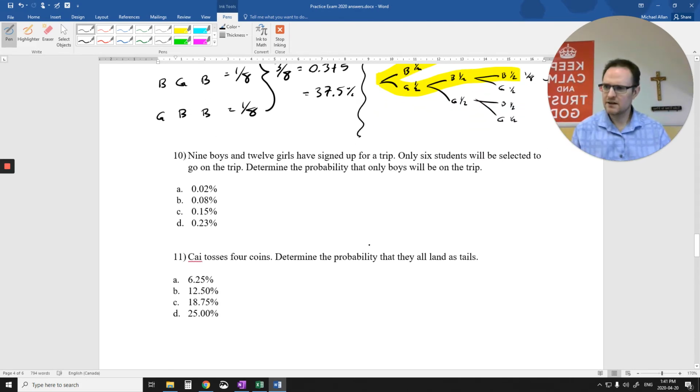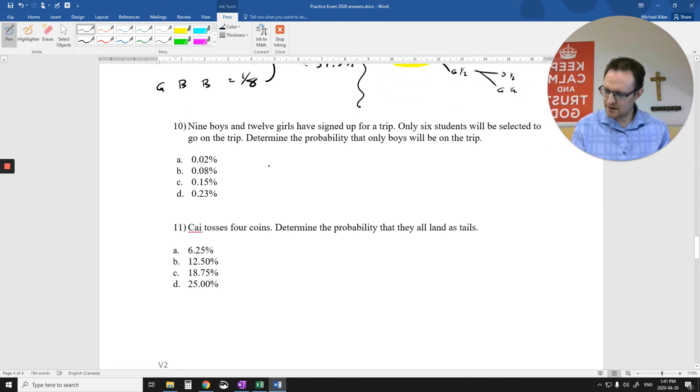There you go. Here's another combination kind of question. We've got a bunch of kids. They want to go on a trip. What's the probability, in percentages apparently, that they'll be all boys in this situation? So there are 9 boys, and I want to choose 6. That's the favorable outcomes. And then the total number would be, there's 21 kids in total. I need to choose 6 of them.